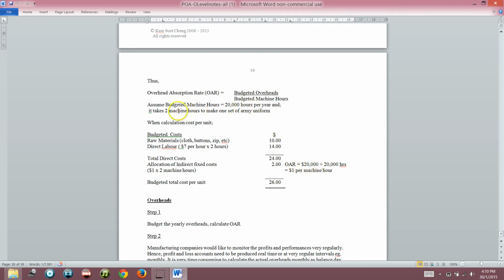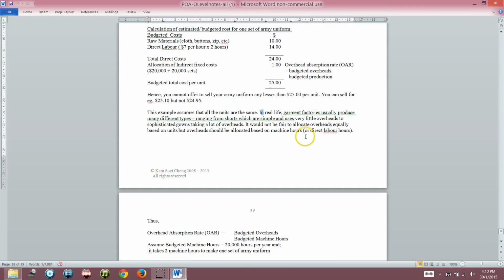Okay. So for example, if it takes 2 machine hours to make one army uniform, and just now I explained the total direct cost is $24, then the fixed overhead allocation for one army uniform will be the overhead absorption rate of $1 per machine hour times 2 hours. So this is an example of how you allocate the indirect overhead based on machine hours. Okay, so the budgeted cost per unit of army uniform is $26.